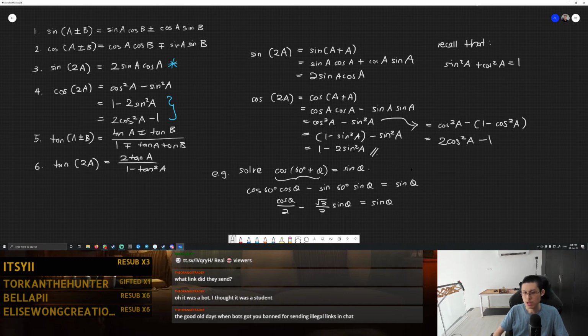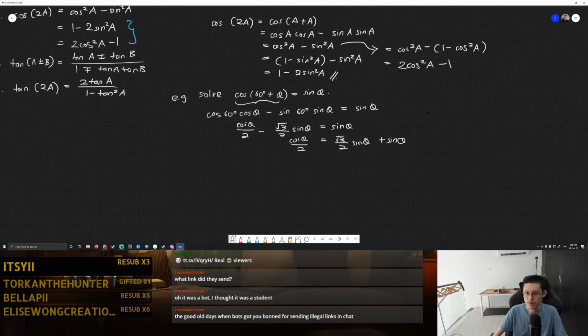Okay, and then what you can do next is put all these sine thetas together. So you have cos theta over 2 equals root 3 over 2 sine theta plus sine theta. Or you can think of it as factorizing out the sine theta, which gives you sine theta times (root 3 over 2 plus 1). And then we're going to move this cos over here, so we get sine theta over cos, and we're going to move this entire bracket to the left.